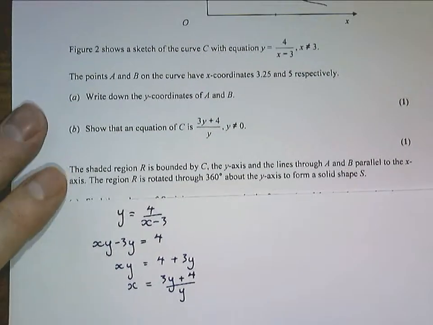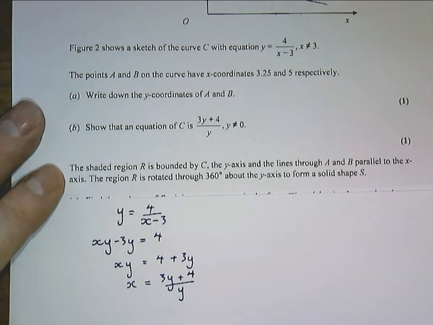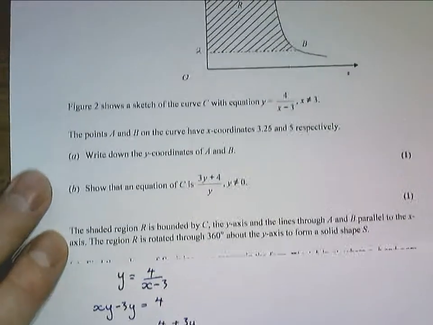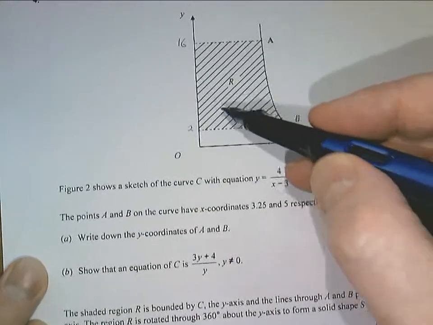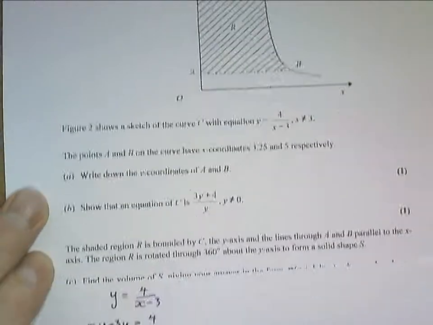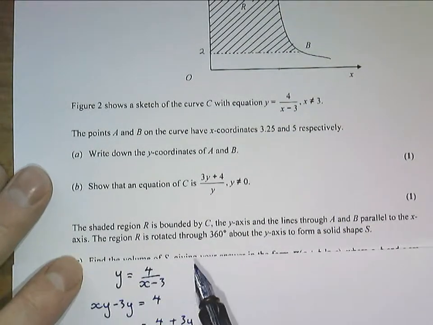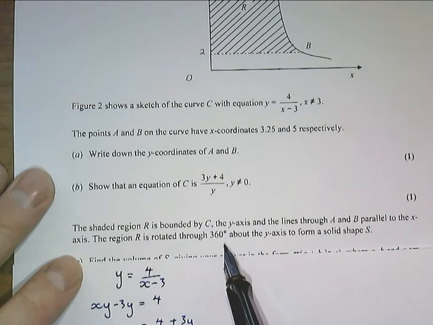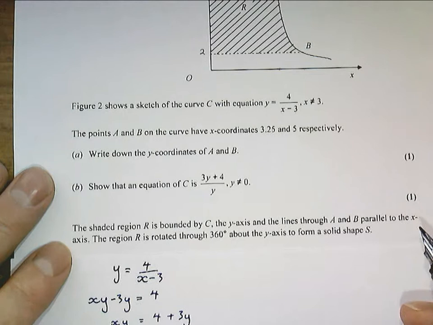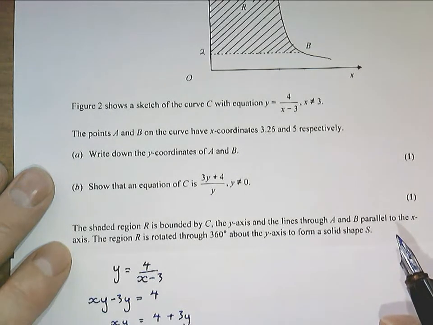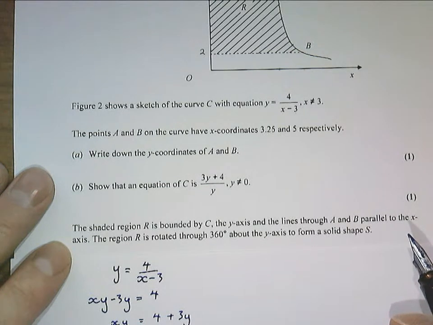The shaded region R is bounded by C, the y-axis, and the lines through A and B, which are parallel to the x-axis, that one, and the region R is rotated through 360 degrees about the y-axis to form a solid shape S. Well, we normally have the volume of revolution is the integral of pi y squared dx, but here it's going to be the integral of pi x squared dy.